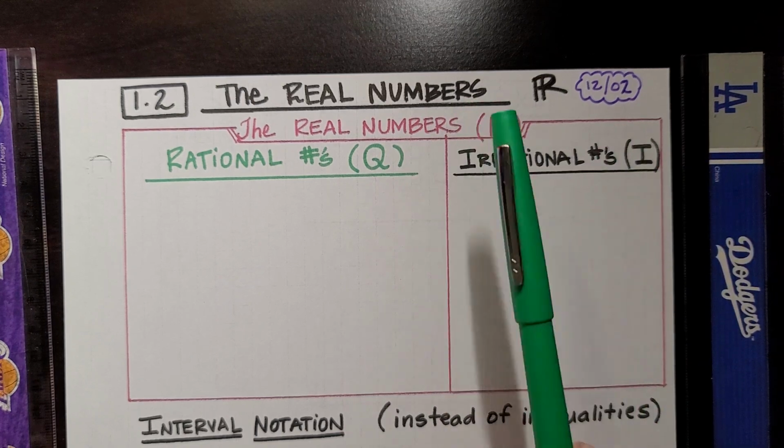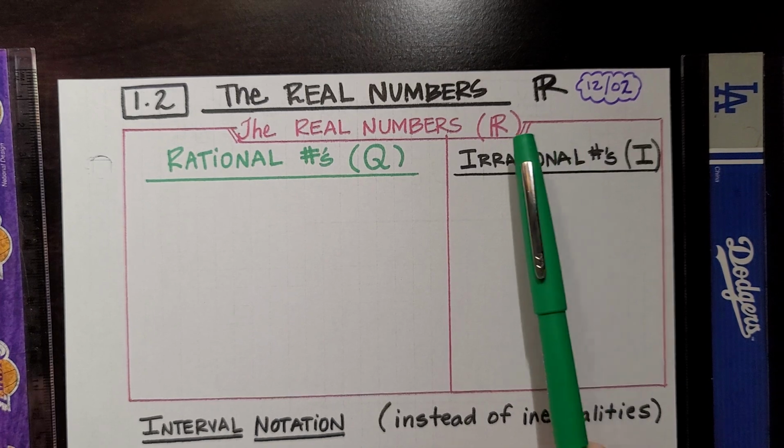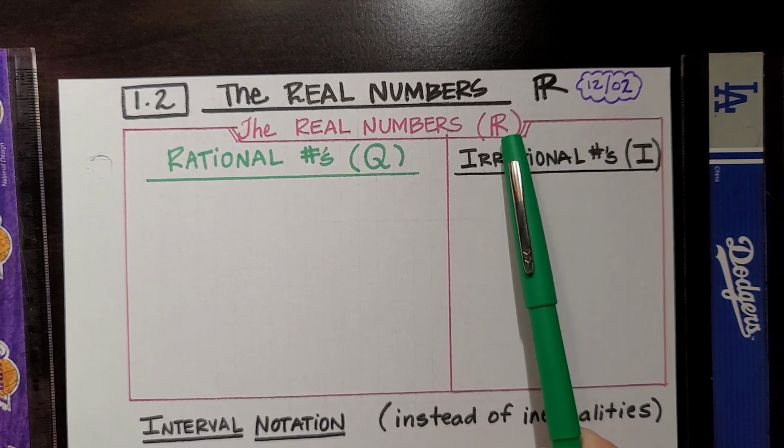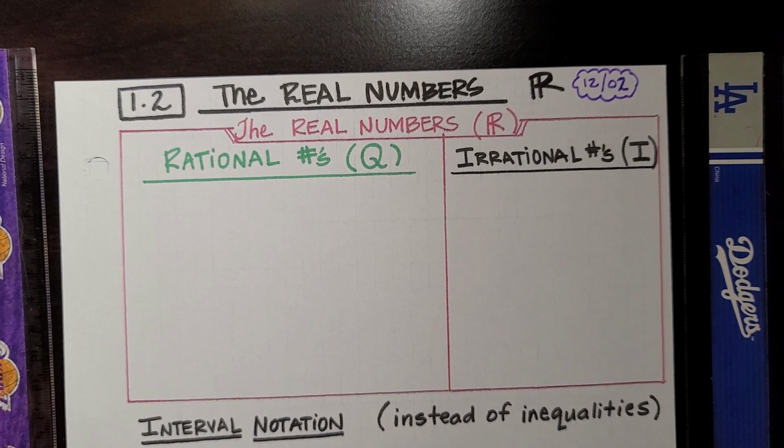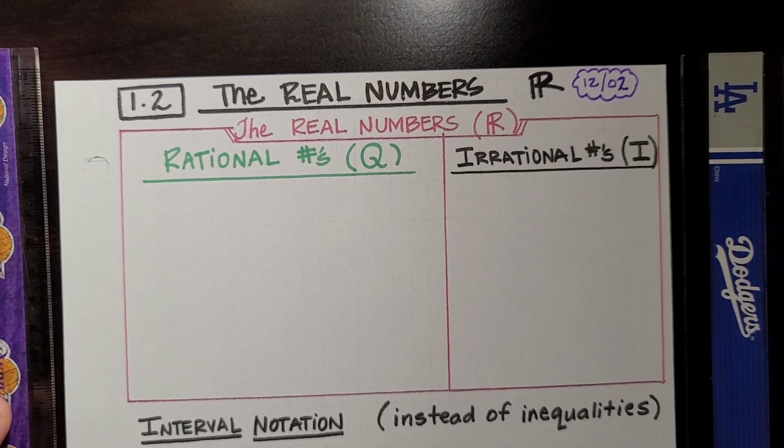The real numbers themselves have their own unique symbol. It's this modified capital R. It just has a double line over there. The book or the computers have a little more unique way of writing it, but that's the way we write it when we're doing it by hand.